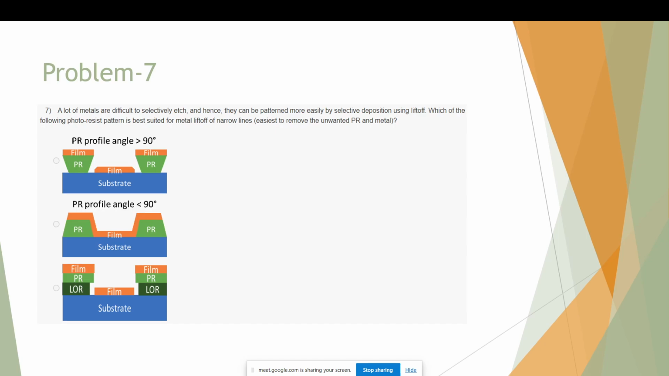A lot of metals are difficult to selectively etch, and hence they can be patterned more easily by selective deposition using liftoff. Which of the following photoresist patterns is best suited for metal liftoff of narrow lines? First of all, what is liftoff? Till now we were talking about patterning a film on top of a substrate and transferring this pattern to the underlying layer by etching.